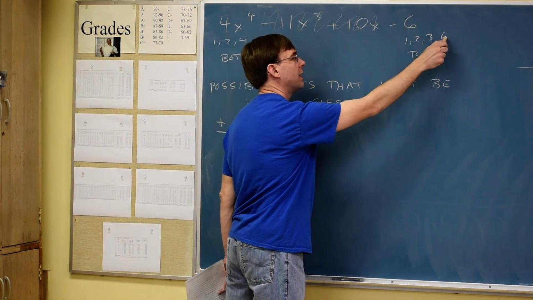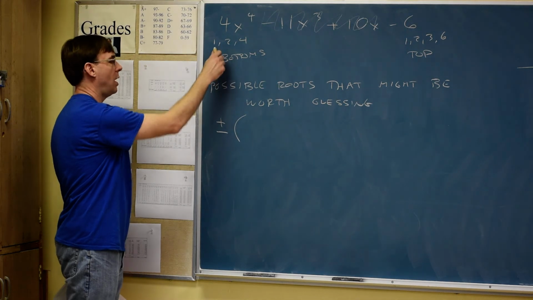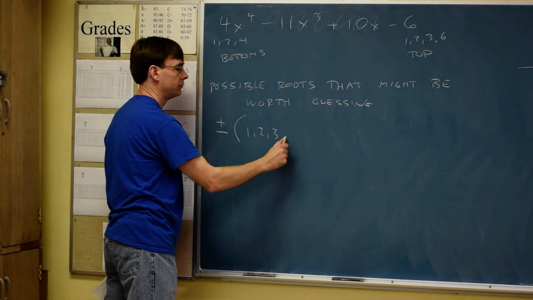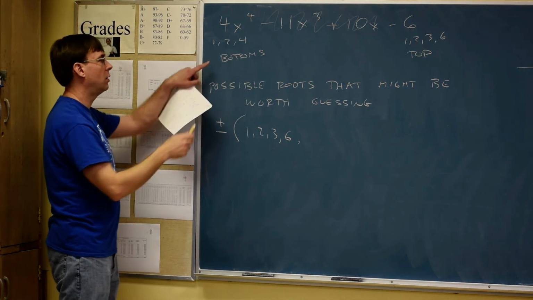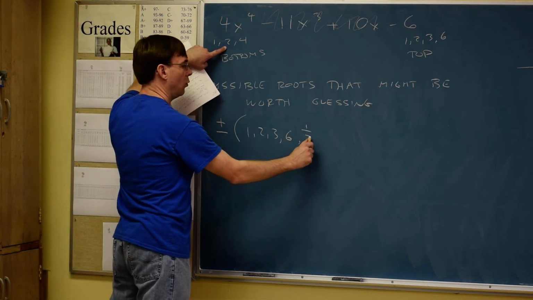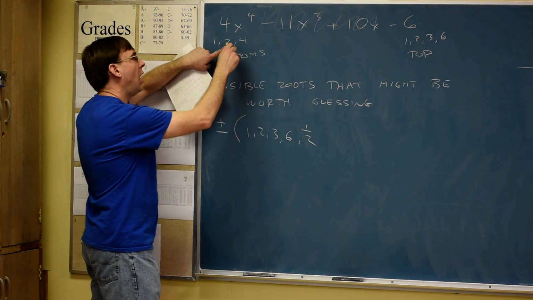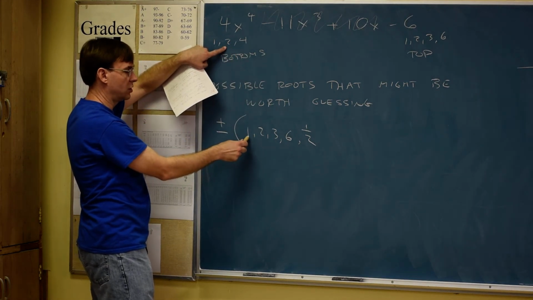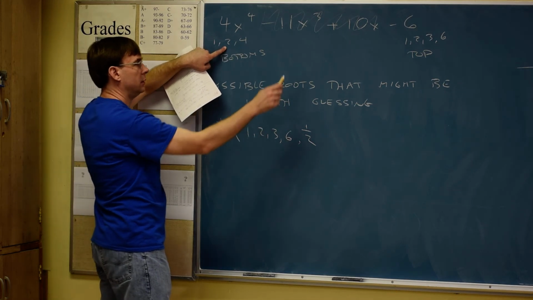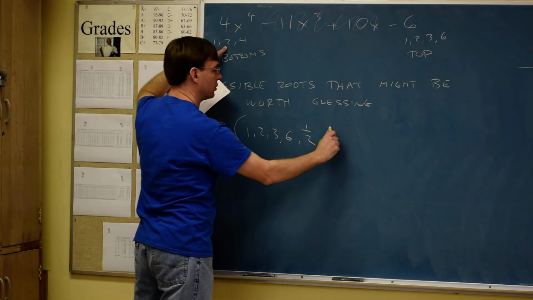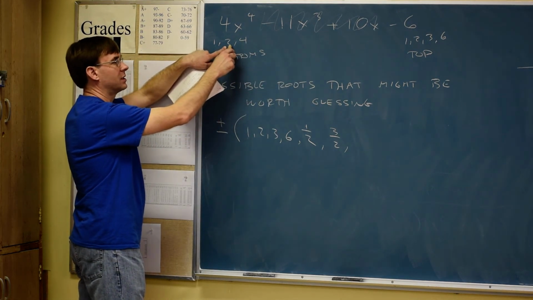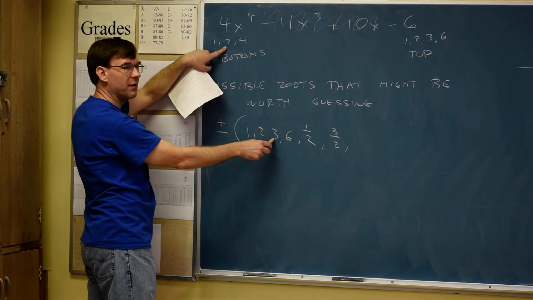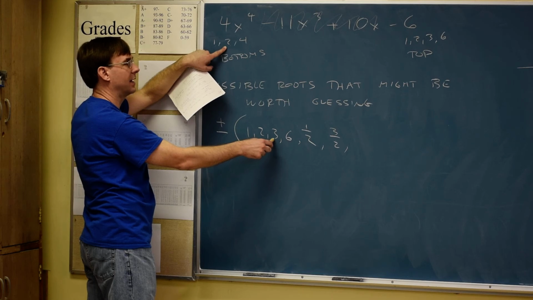So 1, 2, 3, and 6 could all go on top of a 1. 1, 2, 3, and 6 could also go on top of a 2. So 1 over 2. I will not put 2 over 2, because 2 over 2 is 1, and I already have 1. I would put 3 over 2. I would not put 6 over 2, because 6 over 2 is 3. I already have that. No sense in writing that again.